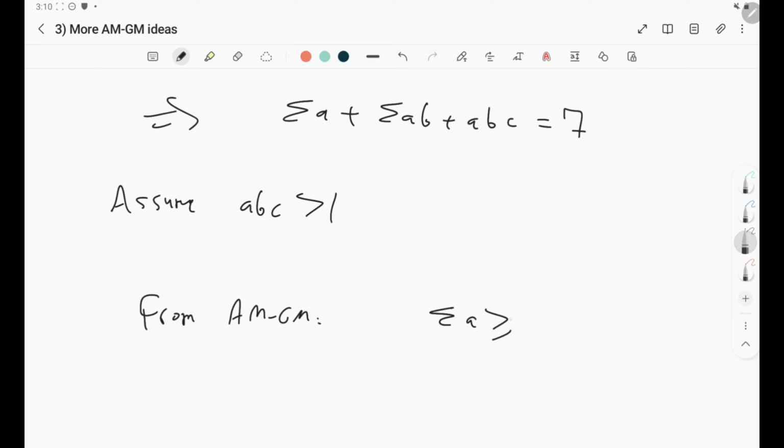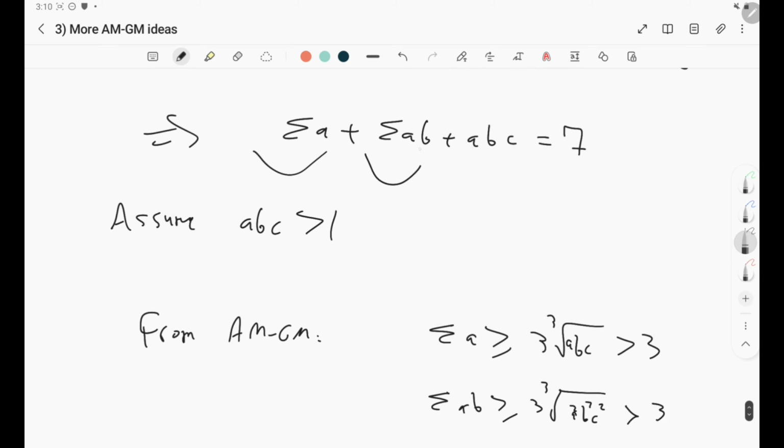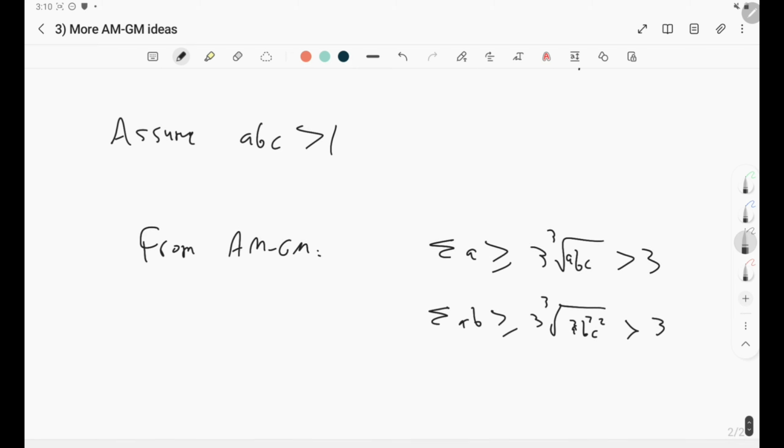sigma A is greater than 3 cubic root of ABC, which is 3, because ABC is bigger than 1. Same thing, sigma AB is greater than cubic root of ABC, but here they are squared, which is also 3. Oh, sorry, it's not equal, it's greater than. Okay, so that means sigma A is greater than 3, sigma AB is greater than 3, ABC is greater than 1, so their sum is greater than 7, a contradiction. So our assumption here was wrong, hence ABC is less than 1. So that just gives us a contradiction.